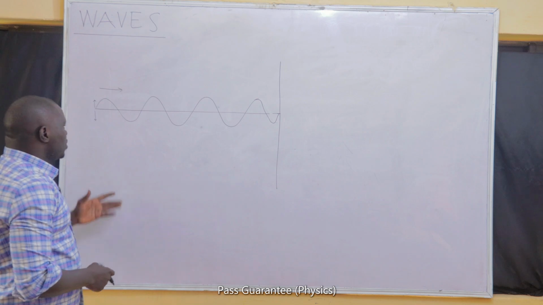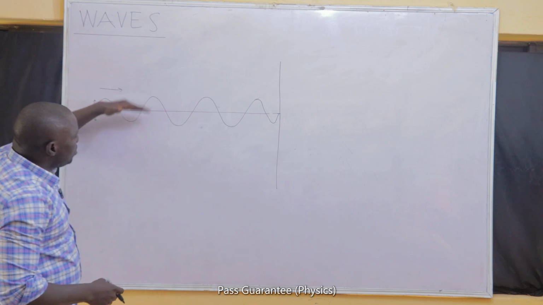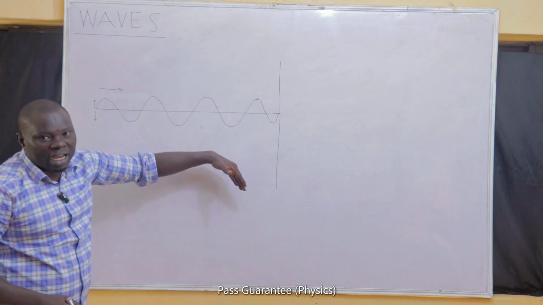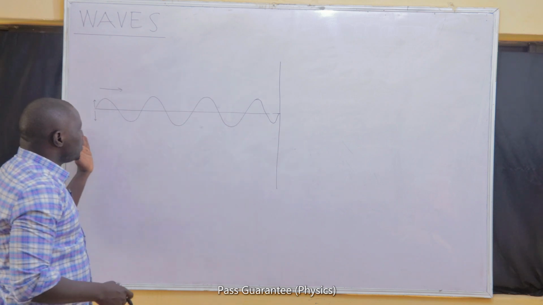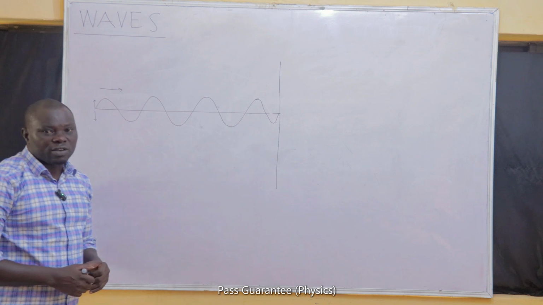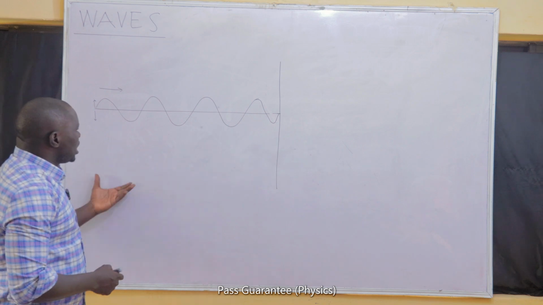Why is it a transverse wave? Because the particles of the medium are moving up and down, are vibrating up and down. The wave is moving from left to right or from right to left, depending on the direction in which you have set up your wave. Now, this is a transverse wave.